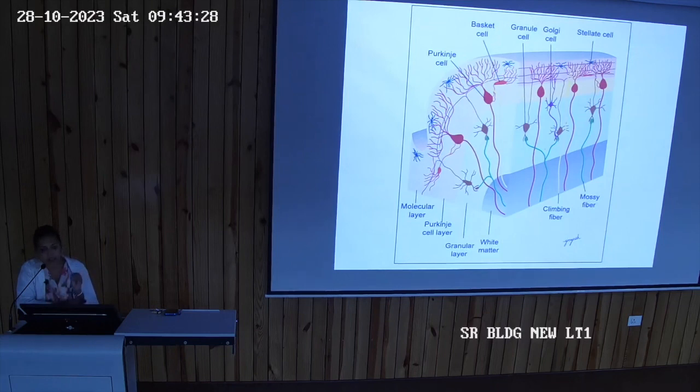So what are the cells in the molecular layer? Apart from fibers, mainly two types of cells: superficially we have stellate cells and deeper we have basket cells.